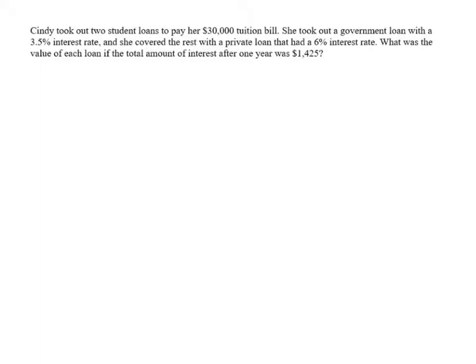Cindy took out 2 student loans to pay her $30,000 tuition bill. She took out a government loan with a 3.5% interest rate, and she covered the rest with a private loan that had a 6% interest rate. What was the value of each loan if the total amount of interest after 1 year was $1,425? In this case, they're asking us what was the value of each loan, so we're going to let those values be x and y.